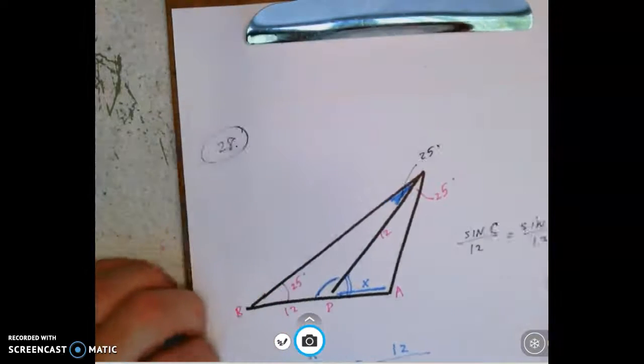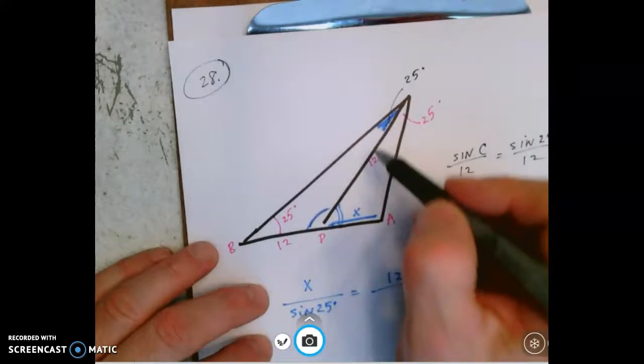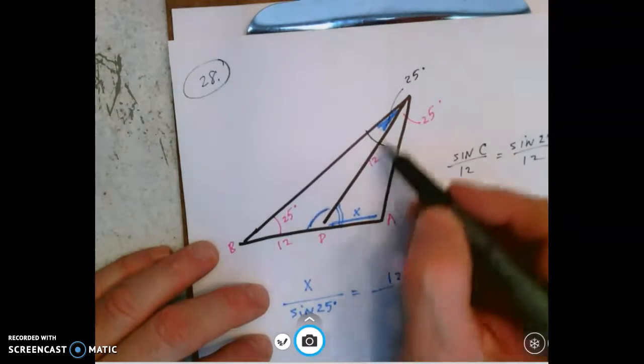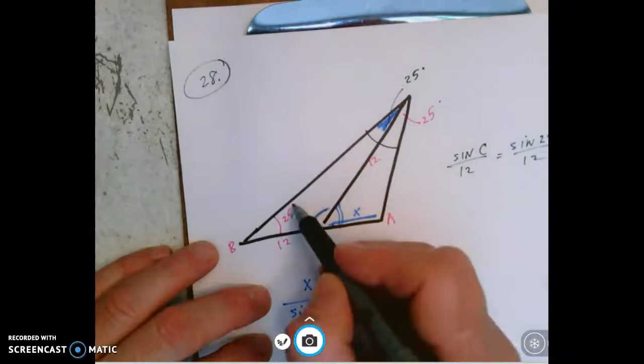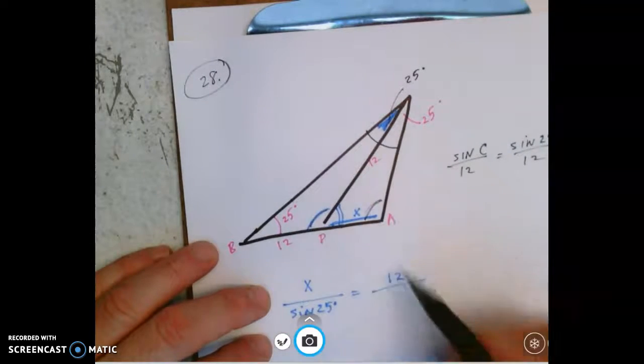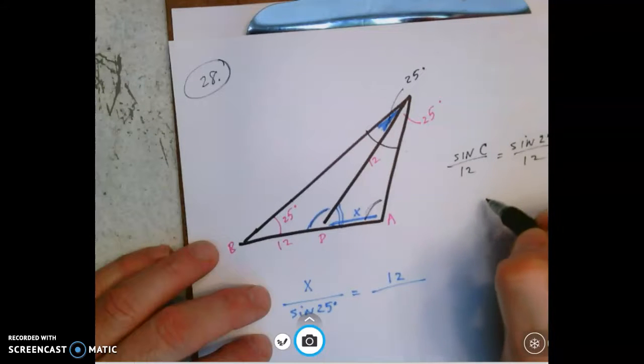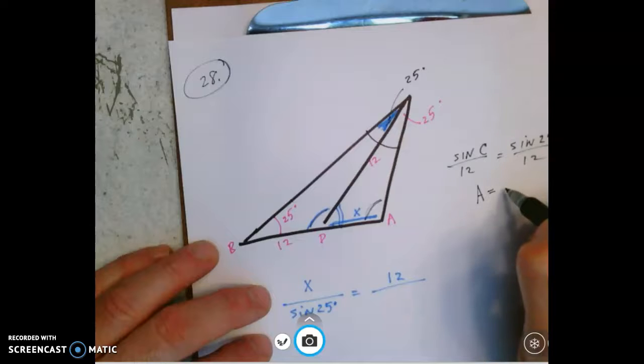Okay? Which means our entire angle here is 50, which means we have 50, and we have 25, and we have this bottom angle A. So bottom angle A comes out to 105. Angle A equals 105 degrees.